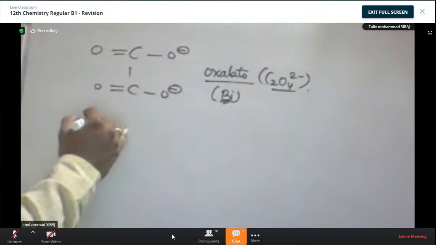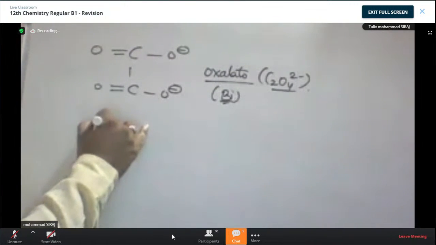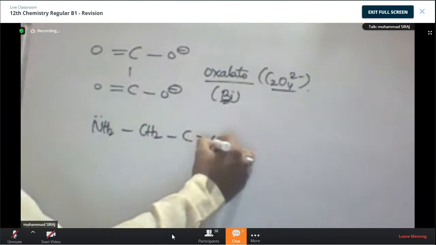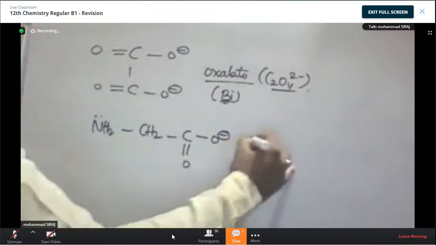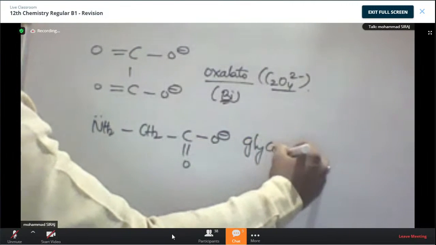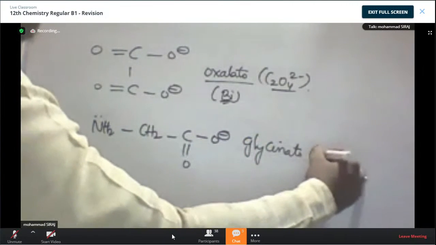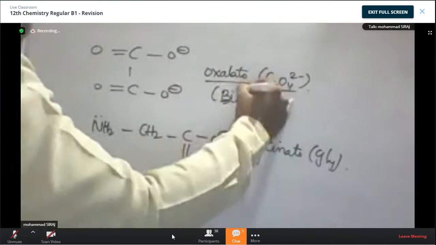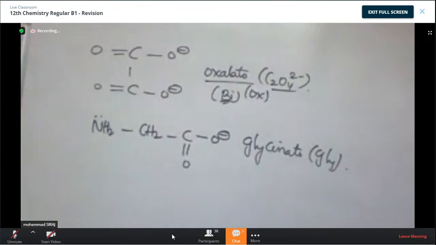Next one is glycinato ligand. Everything is there in your books. One time check the materials. Which are CH2, CO minus double bond. The name of this molecule is glycinato. In the examination, they will give GLY, and they will give oxalato as OX. The notations are also important. Try to remember those notations. They will give the notations in the examination.